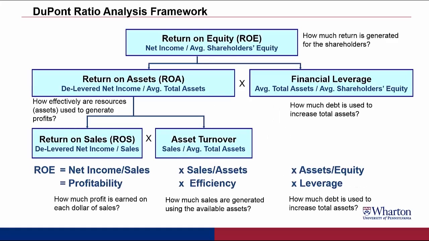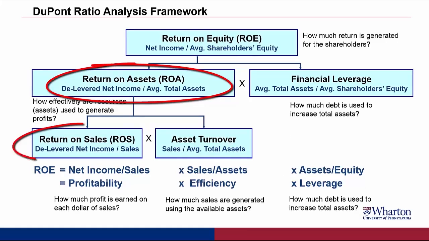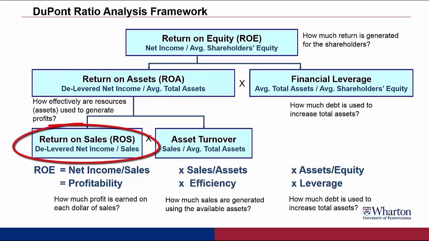So in our corrected DuPont ratio analysis framework, we're going to use delevered net income in ROA, and we're going to use delevered net income in return on sales.